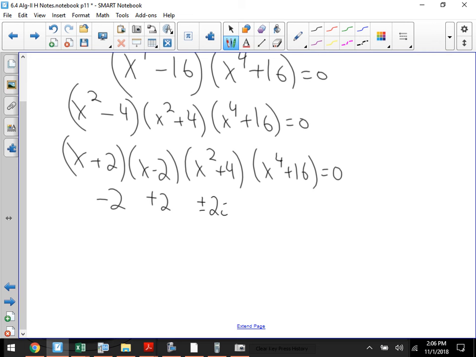Now things get a little bit weird. It's plus or minus 2i, because you take x squared plus 4, you set it equal to 0, subtract 4, take the square root of negative 4, and that's where we get our plus or minus 2i. Okay, Xander?